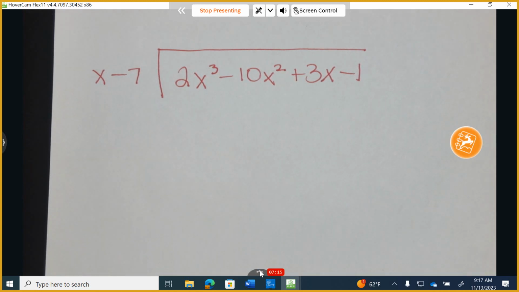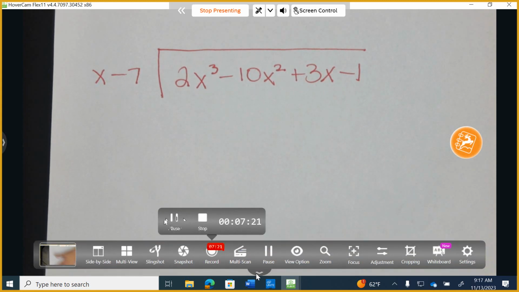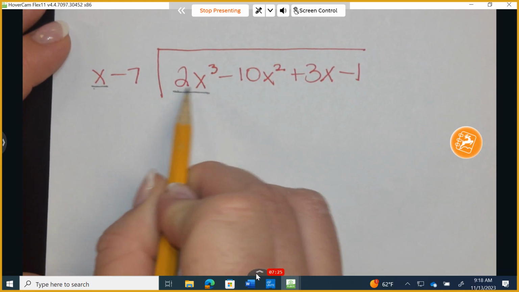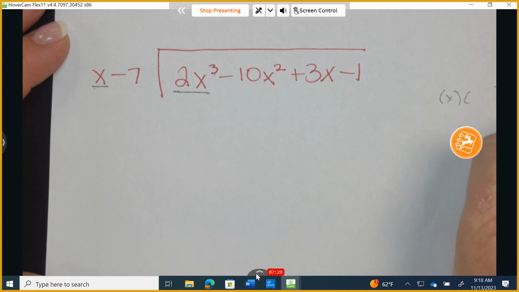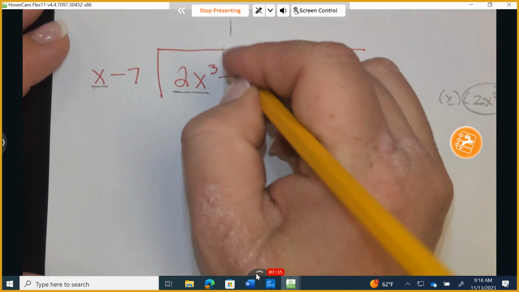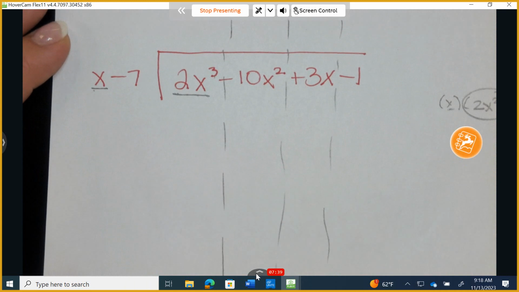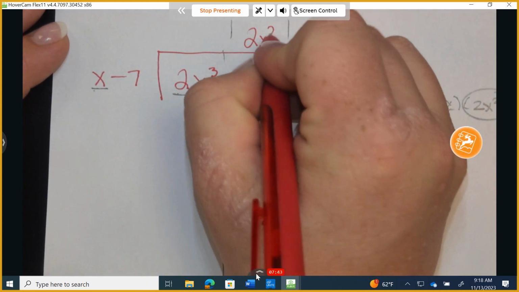Here we go. You ready? So the first thing I'm going to do is underline, and I'm asking myself, x times what is 2x cubed? And if you're confused, I'm coming off to the side and saying x times 2 is 2x, but I need 3 x's, I need 2 more. So in the column that has only the x squares, I'm going to place a 2x squared. So above this, I'm writing 2x squared.